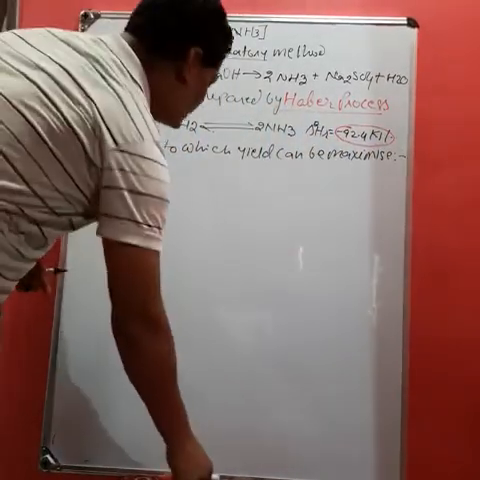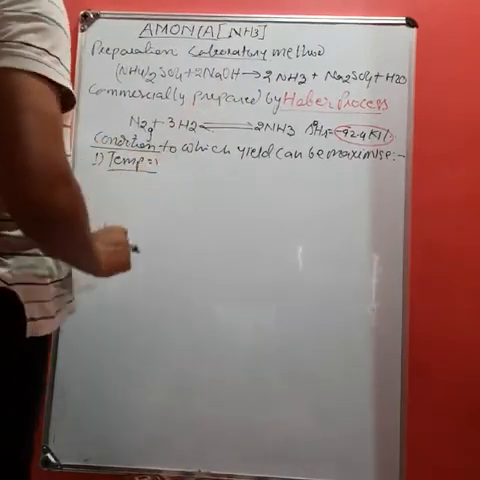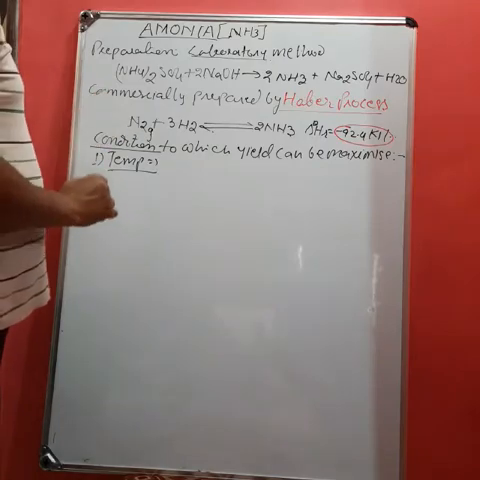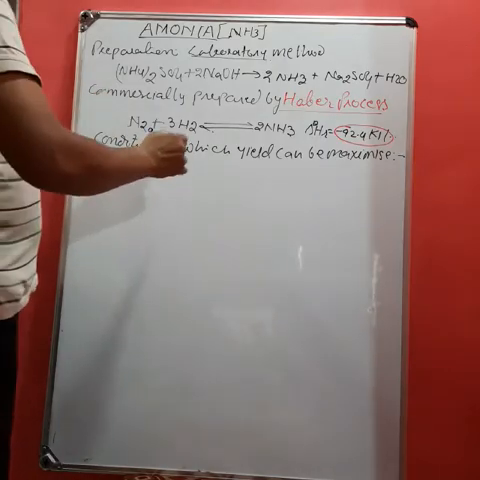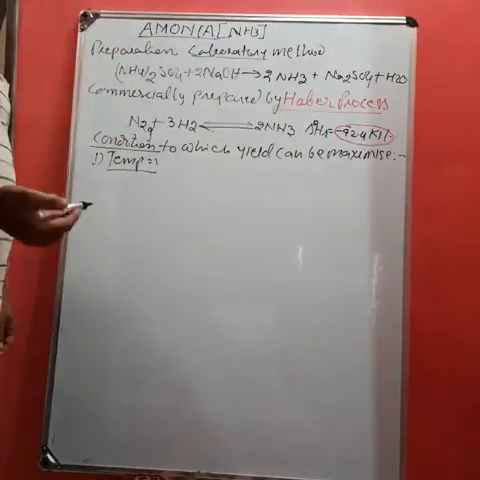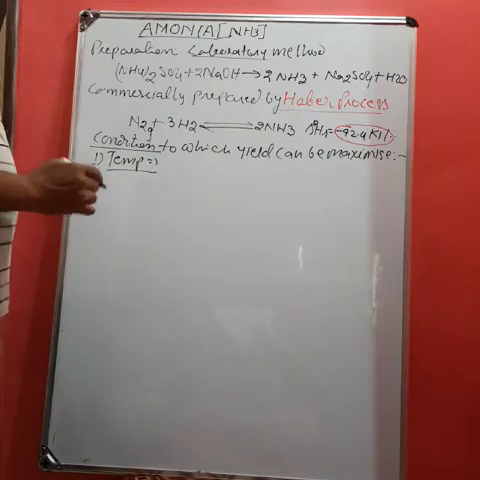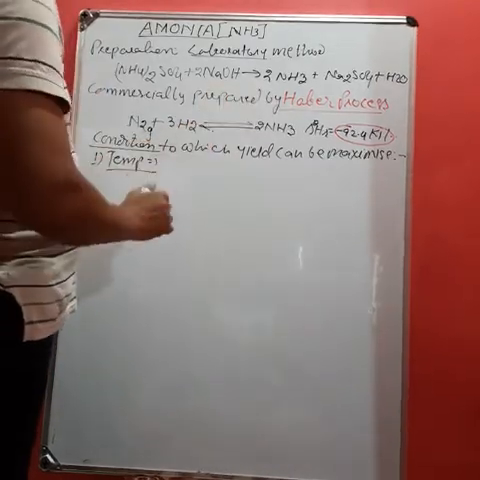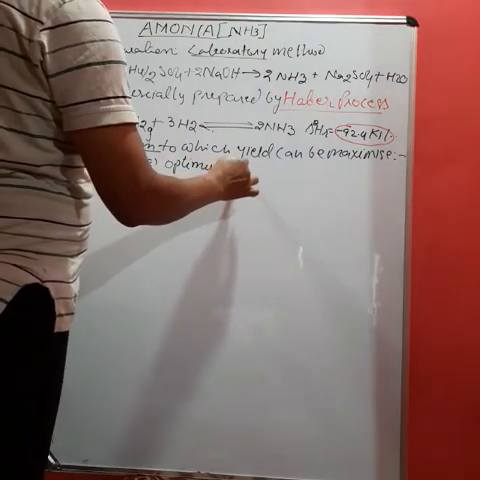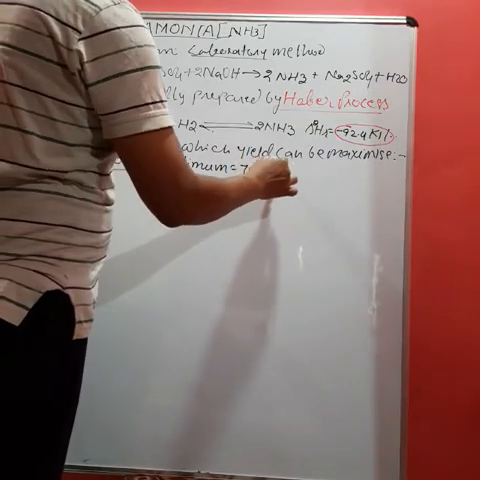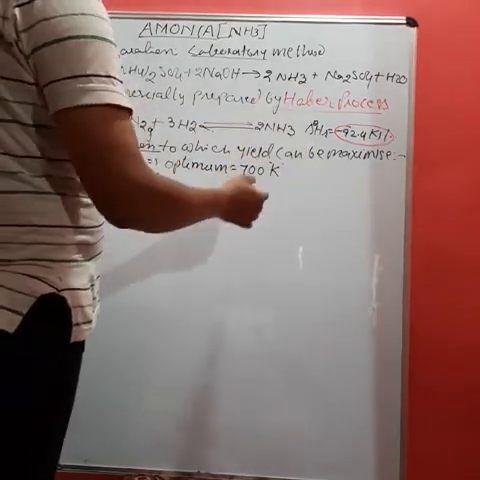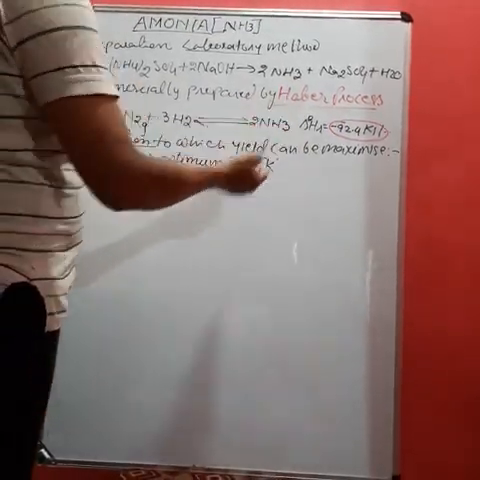Therefore, there should be a requirement of low temperature. But if there is low temperature, then the nitrogen being almost inert at low temperature will not react properly to produce a large amount of ammonia. Actually, we need a large amount of ammonia per year. Therefore, there is a compromise of optimum temperature. Okay, optimum temperature, and this optimum temperature is 700 Kelvin, at which there will be good quality as well as large scale production.